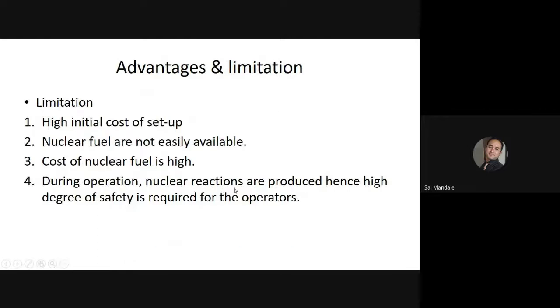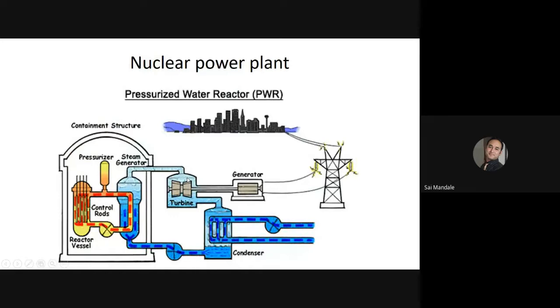Advantages and limitations. The first limitation is that the setup cost is high, but the setup cost is lower than that of a hydroelectric power plant. The nuclear fuels are not easily available. The cost of nuclear fuel is high. During operation, nuclear reactions take place, hence a high degree of safety for the operator is required. Okay, so this is all about the nuclear power plant.